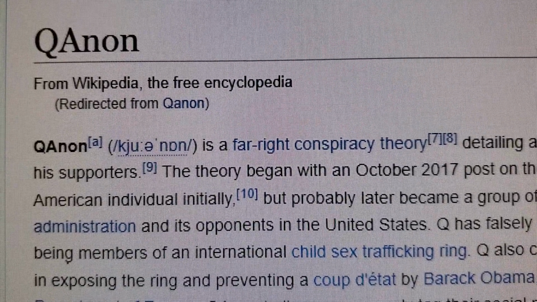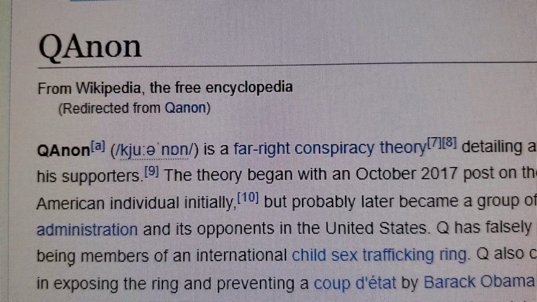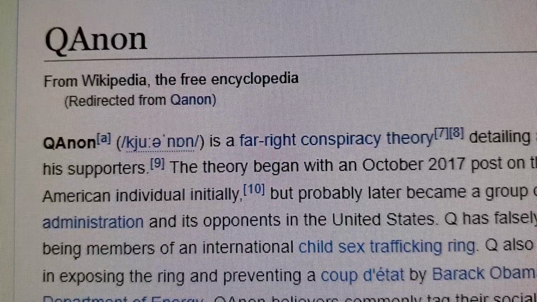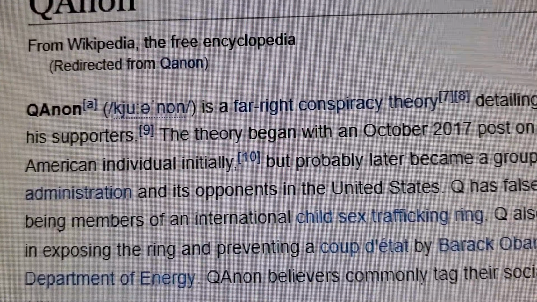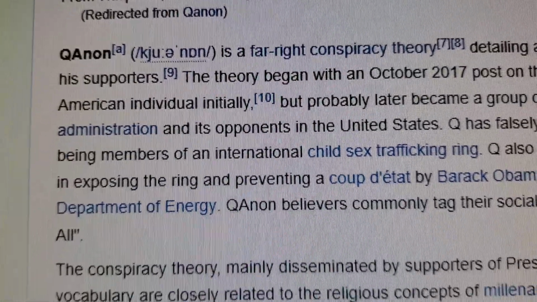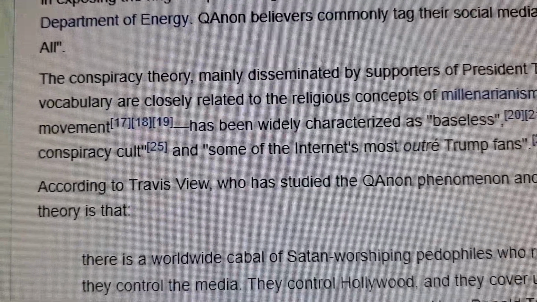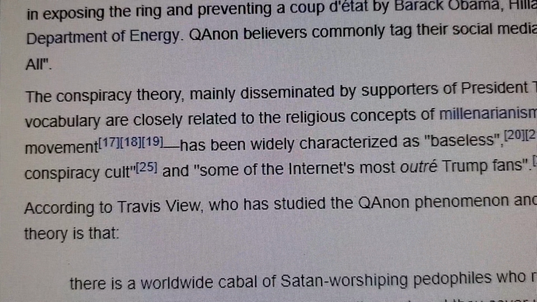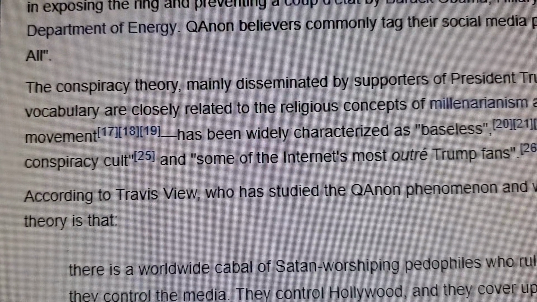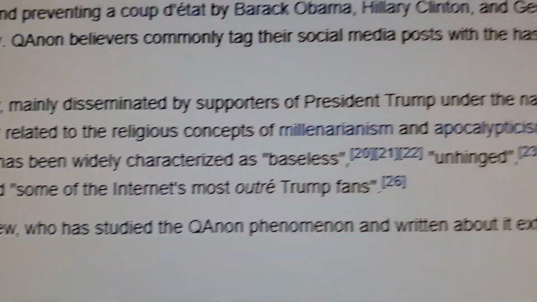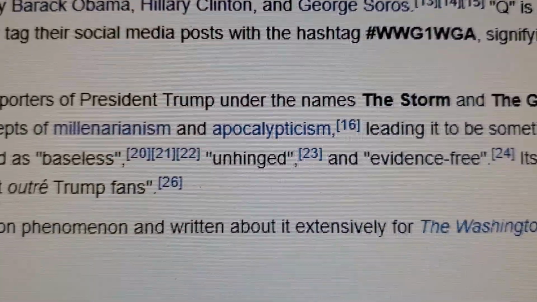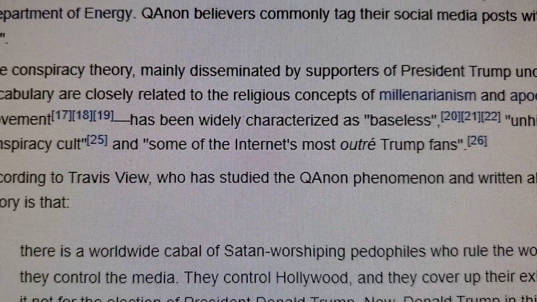Okay, so even Wikipedia has a page on Q, which now they refer to as QAnon, because a group of people get together and decipher codes and stuff like that. But let's see, they're saying it is a conspiracy theory, mainly disseminated by supporters of President Trump, so they love the words of the storm. I think Trump even used that, right? The storm.